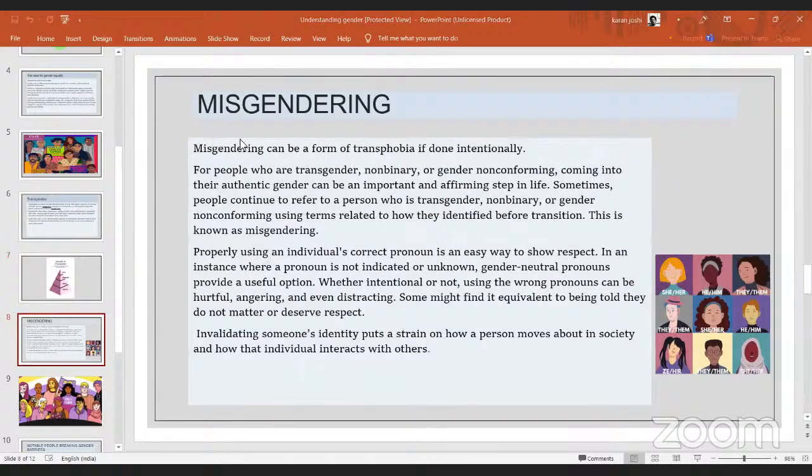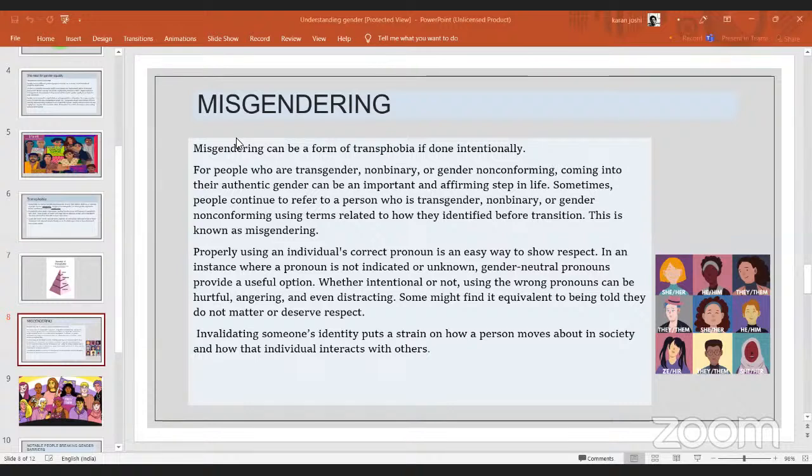Now, misgendering can be any sort of form of transphobia which is done intentionally. People who are non-binary or gender non-conforming coming into their authentic gender can be an important and affirming stage in their life. Sometimes people continue to refer to a person who is non-binary or gender non-conforming using terms related to how they were identified before any transition.